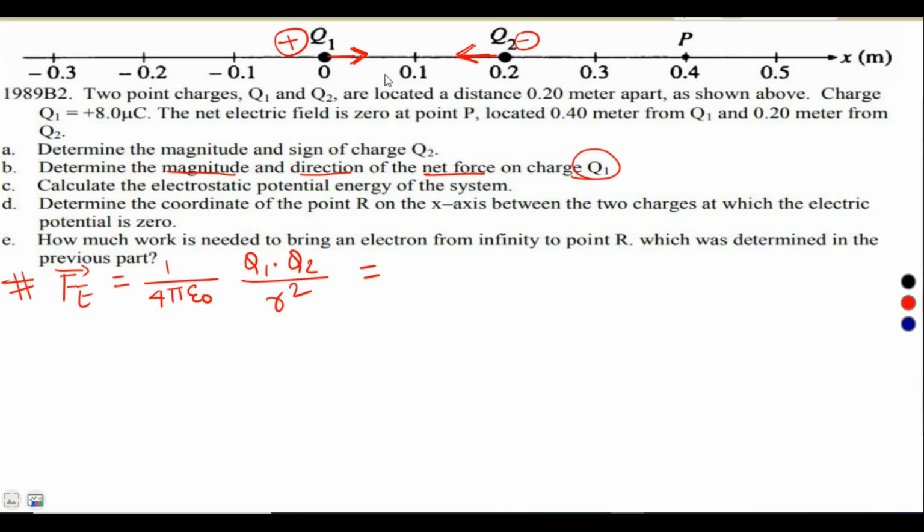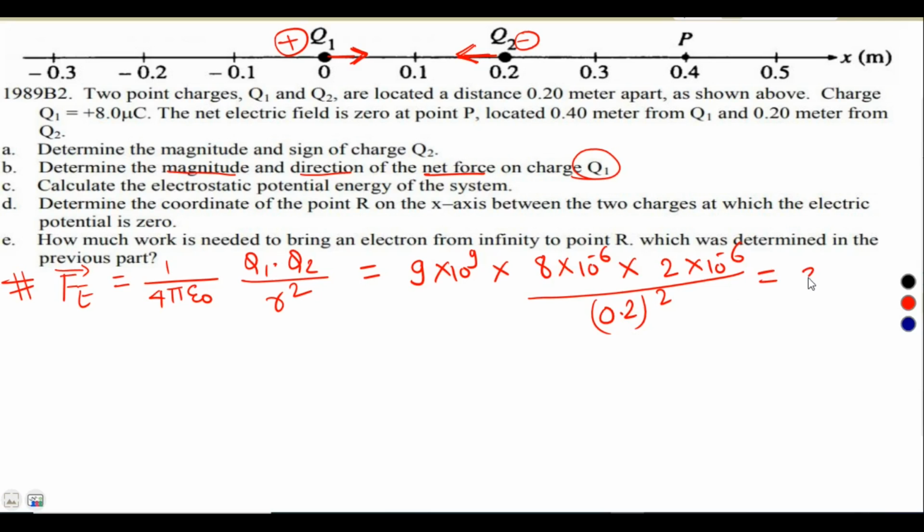The direction of force will be towards each other, and the magnitude will be 9 into 10 raised to power 9, times q1, which is 8 into 10 to the power minus 6, times q2, which is 2 into 10 raised to the power minus 6, and the distance between them is 0.2, so this is 0.2 whole square. After solving this, the value will be 3.6 Newton towards the right, as you can see in the diagram.